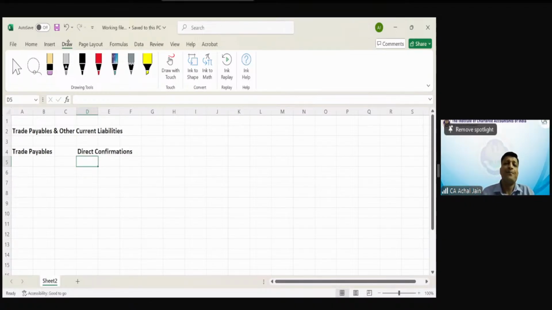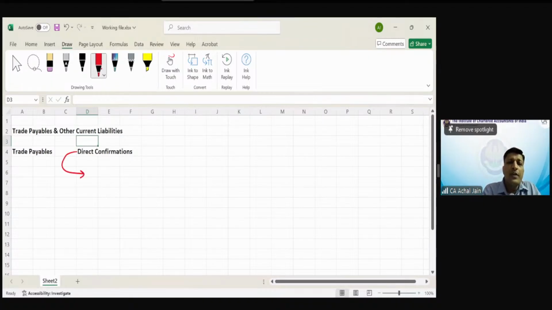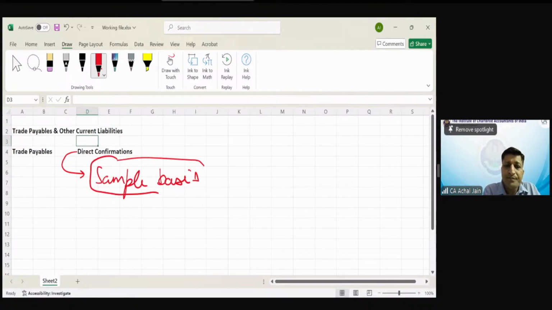Now in relation to trade payables, one point is very clear that it has to be performed on a sample basis. And what is the rationale? I think everyone has given the correct rationale that the number of trade payables may be quite significant.